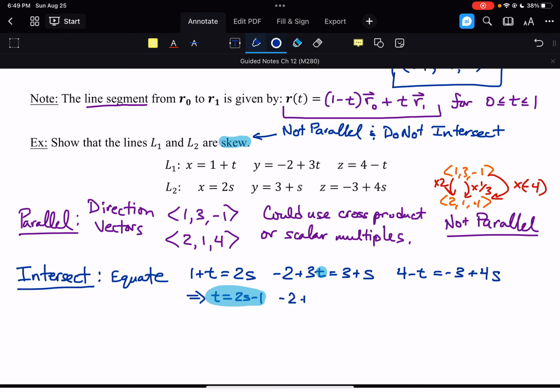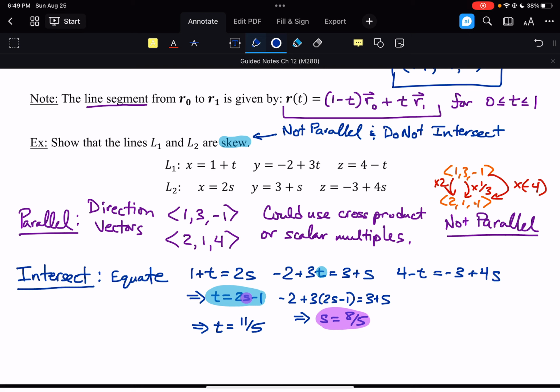So we would get negative 2 plus 3 times 2s minus 1 equals 3 plus s. That would give us an s value of 8 over 5. And then this value goes back in there to find t. So we end up getting t is 11 over 5. And obviously I'm kind of glossing over the algebra a little bit because this is just algebra stuff.